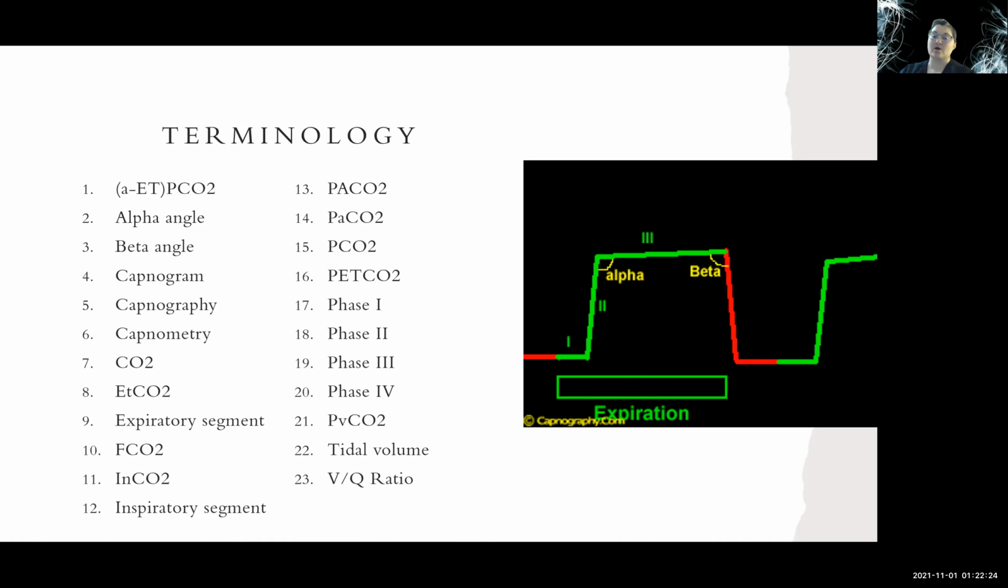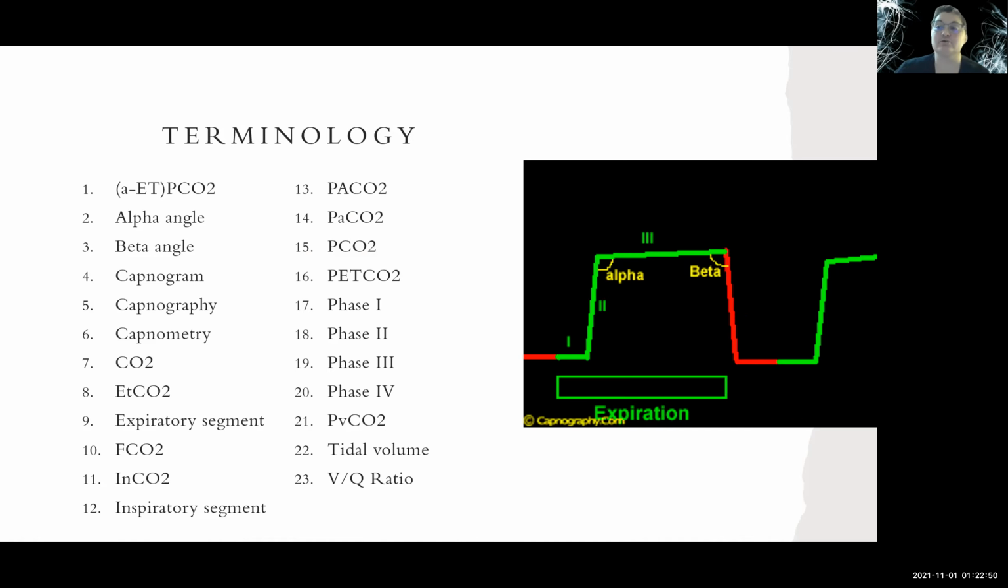Next is our PvCO2. This is the partial pressure of carbon dioxide in mixed venous blood. Tidal volume. This is the amount of air moved in one breath. That means one inhalation and one exhalation.